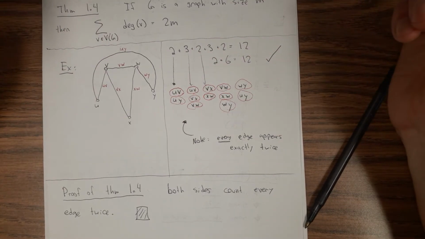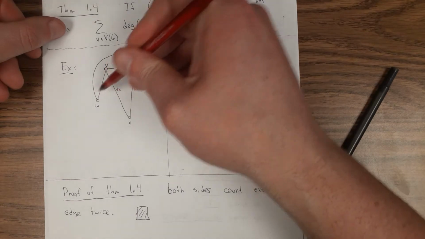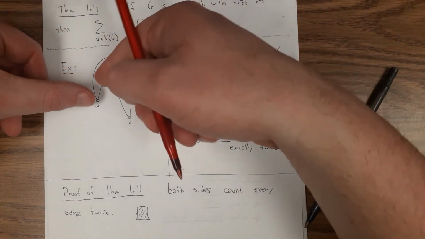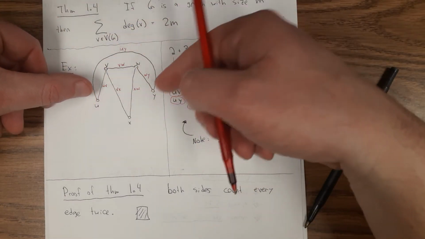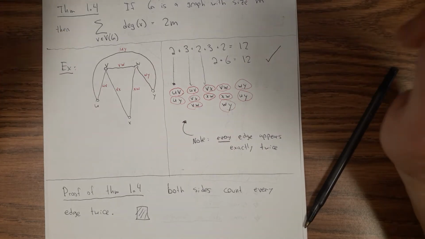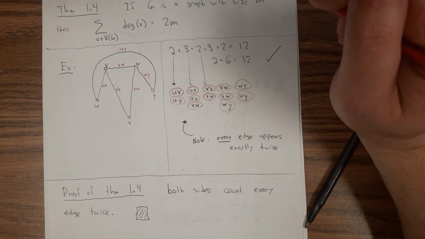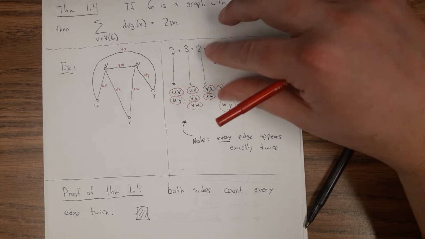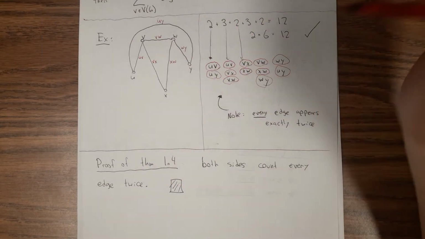And that's going to happen for every single edge. Every single edge has exactly two endpoints, and it's going to appear in the column for one endpoint and in the column for the other endpoint, so it appears on the list twice. So there you have it. That's my breaking down of the proof.